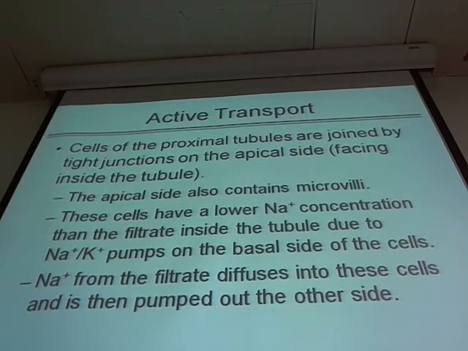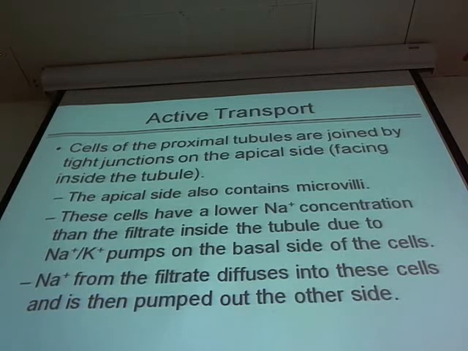In the ascending— In the descending. Wait, did I say ascending? Why would you pump sodium out on the descending? Because that creates your osmotic gradient. But on the descending, it's permeable to water, not sodium. I know.